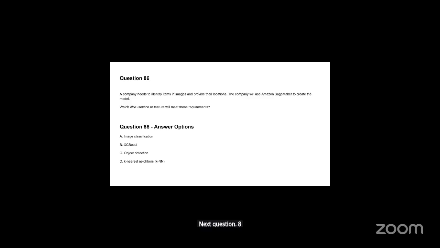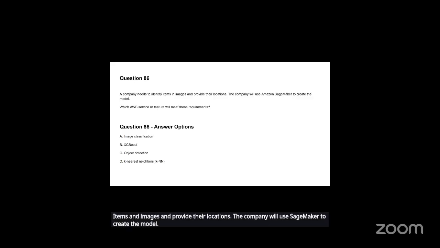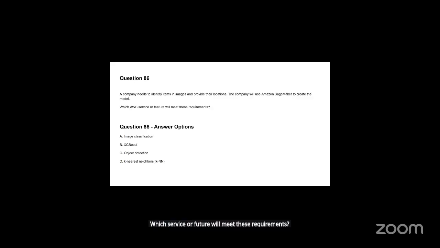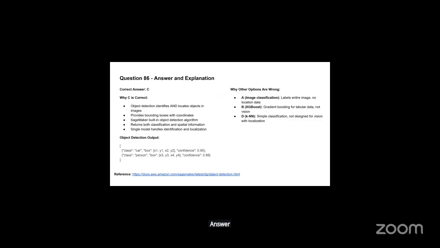86. A company needs to identify items in images and provide their locations. The company will use SageMaker to create the model. Which service or feature will meet these requirements? Image classification, XGBoost, object detection, or k-nearest neighbors. The answer is object detection. This identifies and locates objects in images.